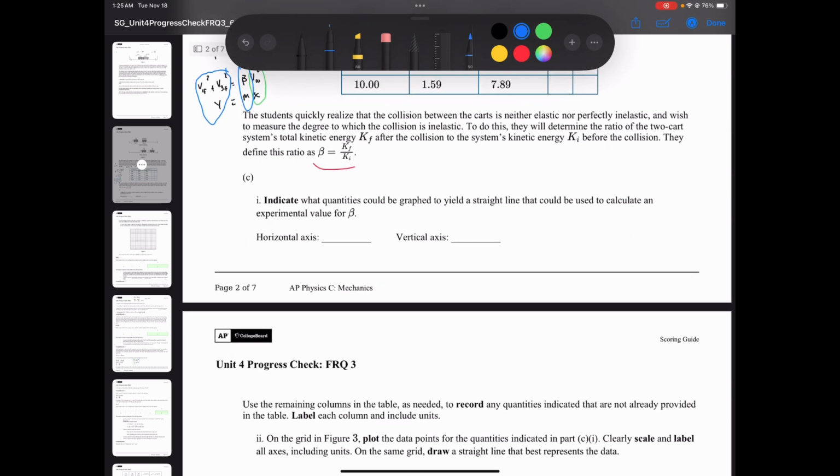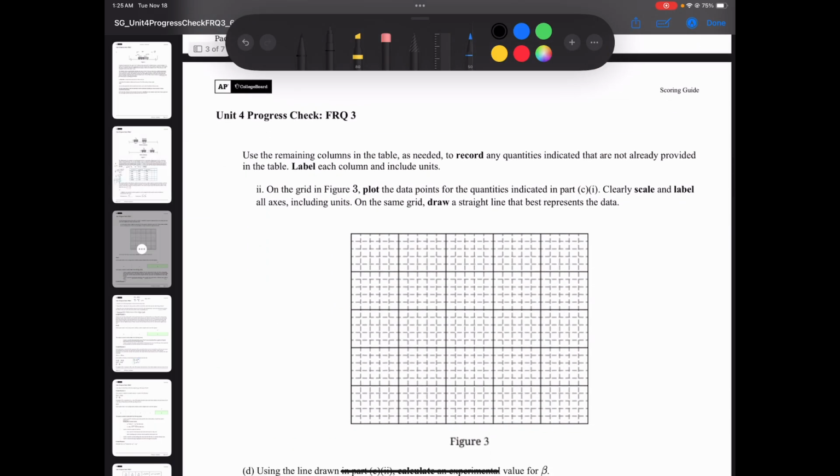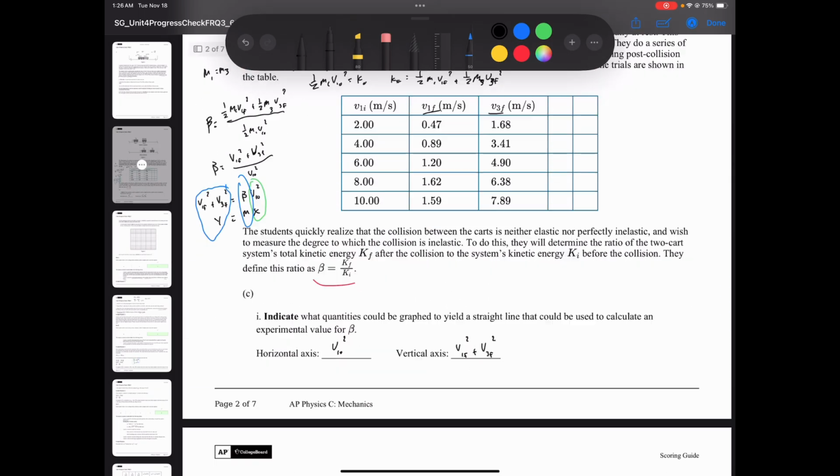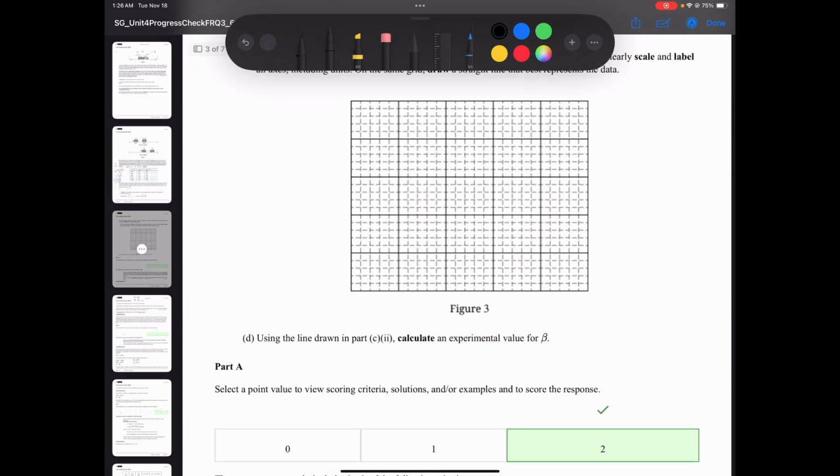So that's what we put there for part C, right? On the horizontal axis, it's v1 naught squared, because they're independent, and then v1f squared plus v3f squared is going to be our vertical. And now for this one, you have all the data. You have to crunch the numbers. I'm not going to do that. I'm just going to show you the scoring guidelines.